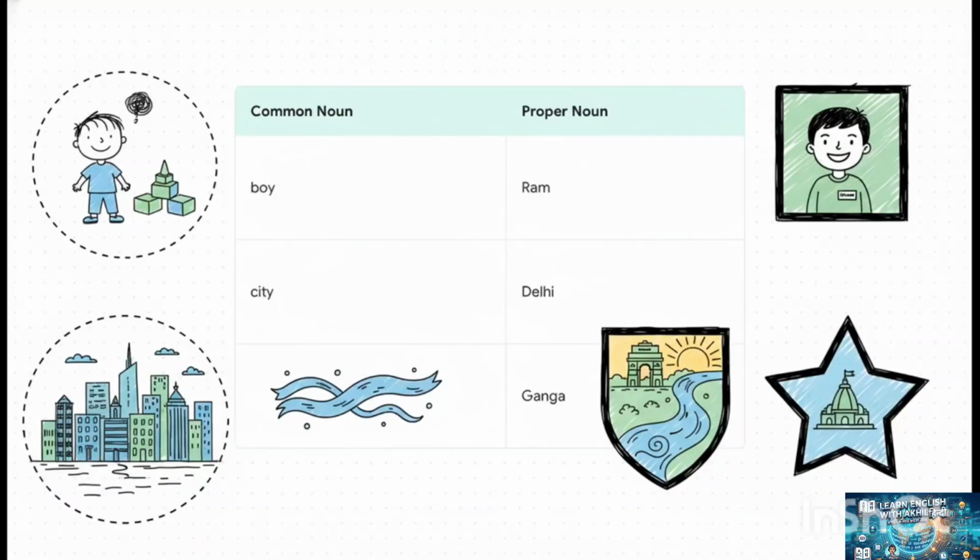And putting them side by side like this really drives the point home, doesn't it? On the left, you have the general bucket: boy, city, river. And on the right, you've got the specific capitalized name that fits inside that bucket: Ram, Delhi, Ganga. It really just boils down to general versus specific.